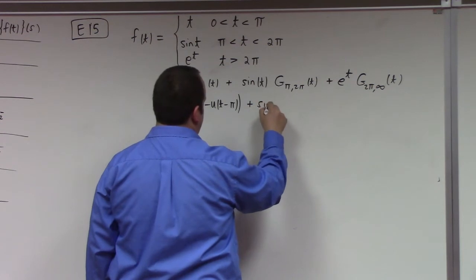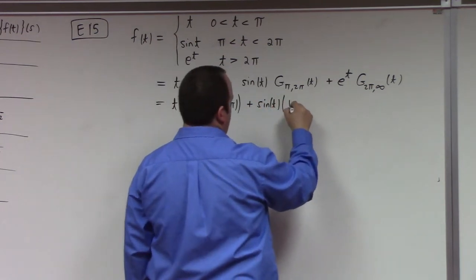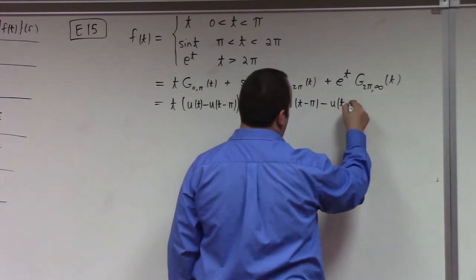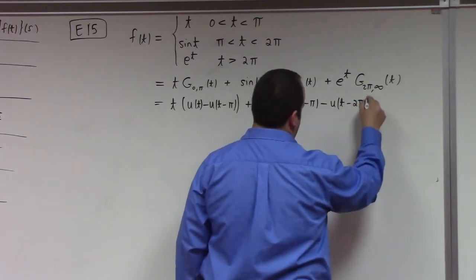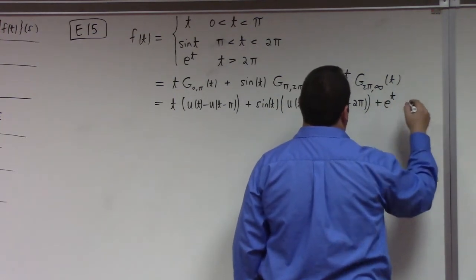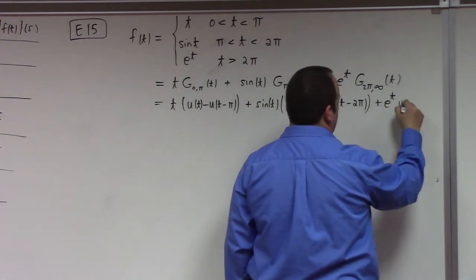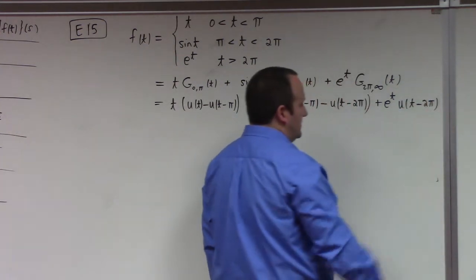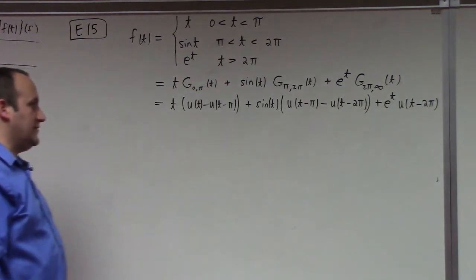And then sine of t, you have turned it on at time pi, u of t minus pi, and turn it off at time 2 pi, u of t minus 2 pi. These are switches, mathematical switches. Then e to the t, and this one we just leave the light on at time 2 pi. We just don't ever turn it off, u of t minus 2 pi.